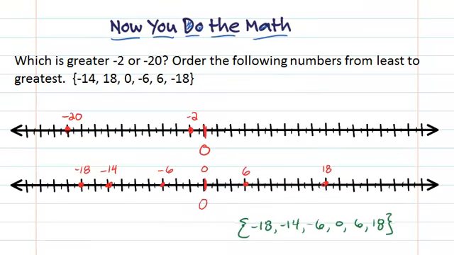Here's the solution. You can see from the number line that -2 is greater than -20. Think about it in terms of a bill. If you owe $2 or you owe $20, you'd be better off to only owe $2.